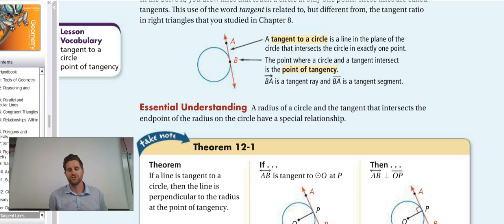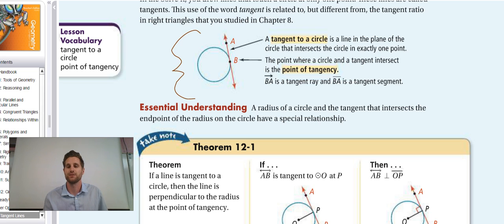Hey guys, welcome. This is our 12.1 video, and we're going to start with a little vocab. So we want to actually get this piece right here down. We are talking about tangent.